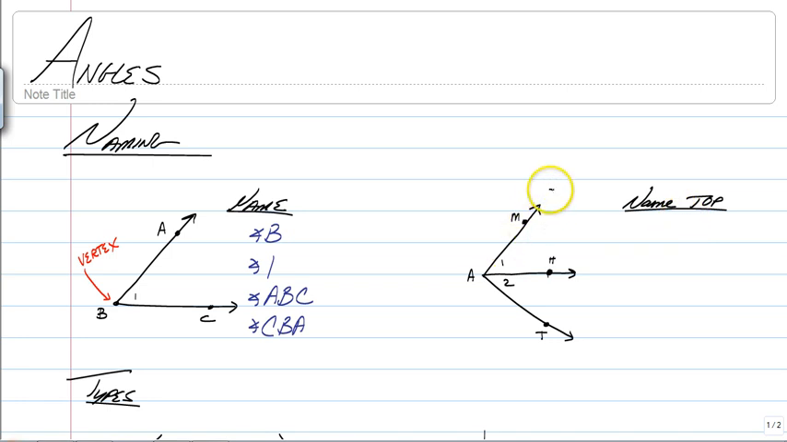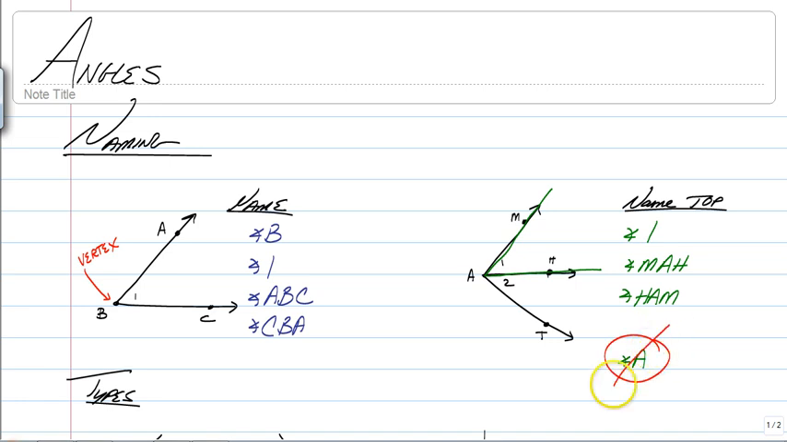The top angle is this one right here. So we can see clearly that we can call it angle 1. We could also call it angle starting at M, turning at A, and finishing at H. Or we can have angle HAM. But you cannot call it angle A this time.